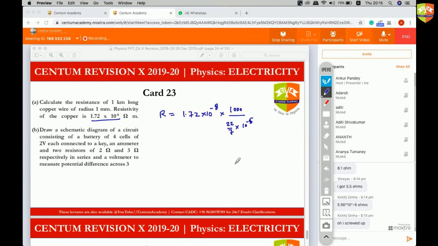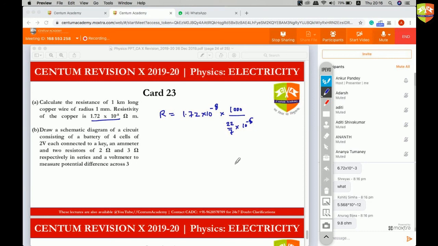Someone has 10 to the power minus 2. Few answers are 10 to the power minus 3. Few have just straight 9.8 ohm. Why such a big variation, dear? Kshitij, you did it with a calculator. Okay, so what have you received as the answer? Sure, okay, the answer is so big that you don't want to type. Sure, fine. Let's invest some time over here.